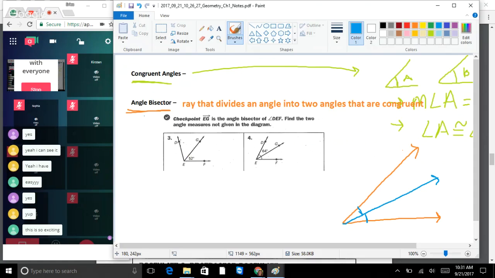See this picture here? We've got DEF and EG is the angle bisector. So they want us to look at this and say, okay, angle GEF is 52 degrees right here. So what other angles can I figure out the measurement of? Well, I can figure out what DEG is because we know that EG is the bisector. And by definition, this basically divides the angle in half. So what does that tell us that DEG is?